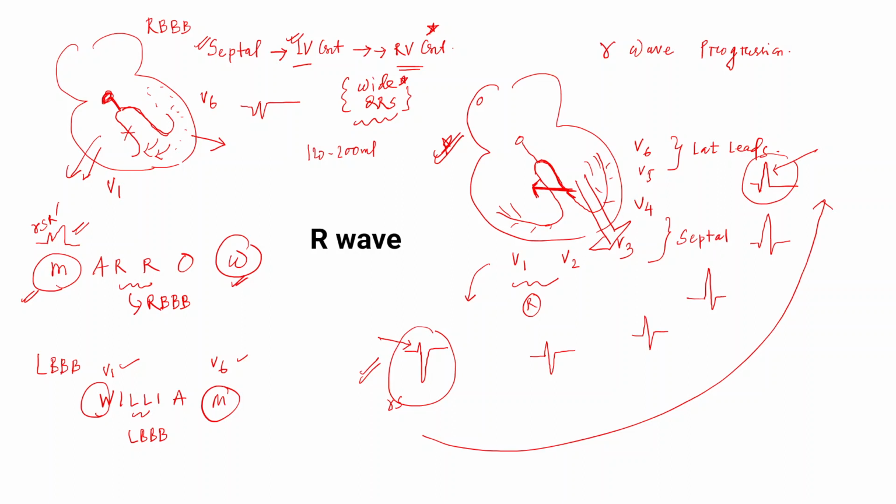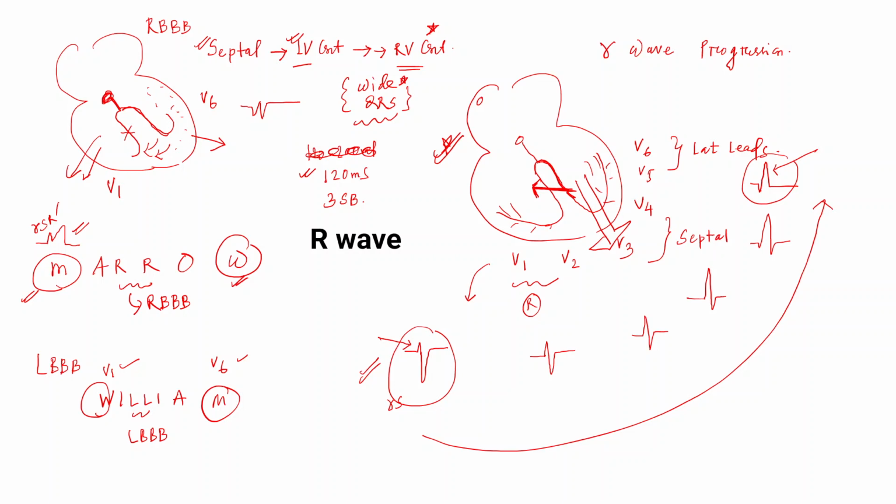Sorry. The normal QRS duration is up to 120 milliseconds, usually 80 to 120 milliseconds, or three small boxes. The normal QRS duration is 120 milliseconds or three small boxes. So wide QRS means it is definitely more than 120 milliseconds or three small boxes.